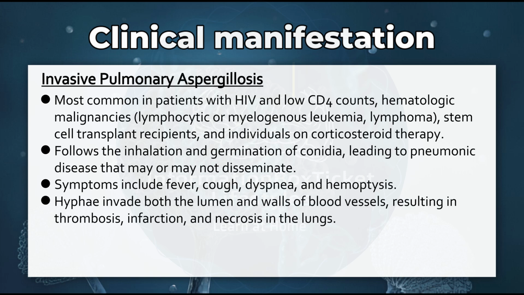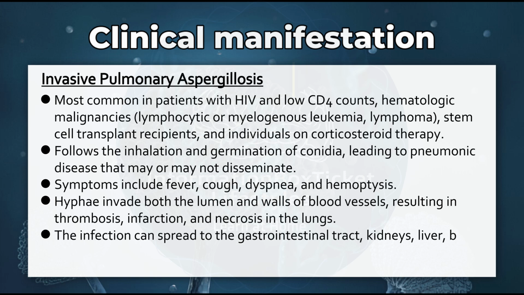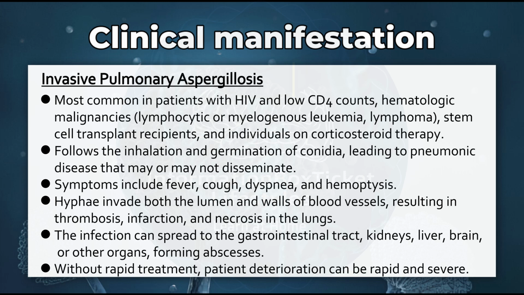Hyphae invade both the lumen and walls of blood vessels, resulting in thrombosis, infarction, and necrosis in the lungs. The infection can spread to the gastrointestinal tract, kidneys, liver, brain, or other organs, forming abscesses. Without rapid treatment, patient deterioration can be rapid and severe.